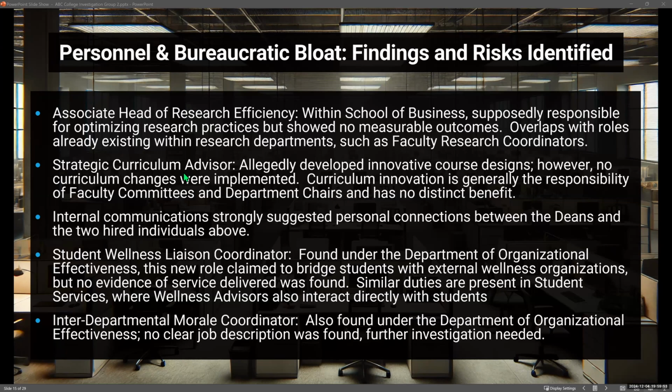So then there was also the student wellness liaison coordinator. This was found under the Department of Organizational Effectiveness, which is a pre-existing legitimate department. This new role claimed to bridge students with external wellness organizations, but there was no evidence of service as such being delivered. Similar duties are present in student services, where wellness advisors also interact directly with students.